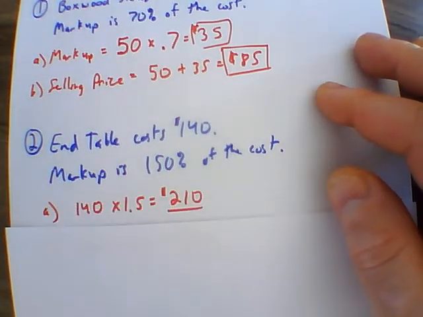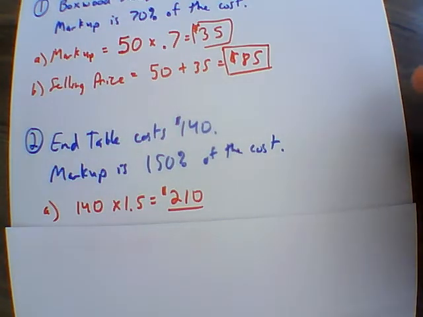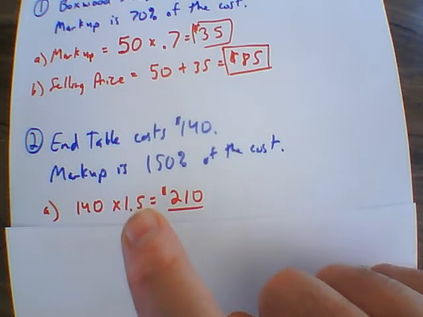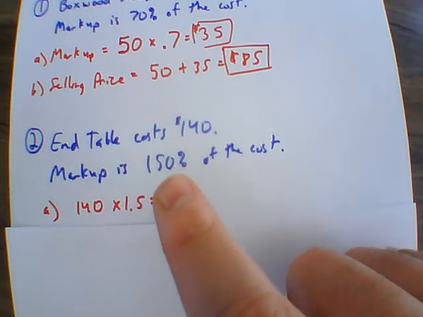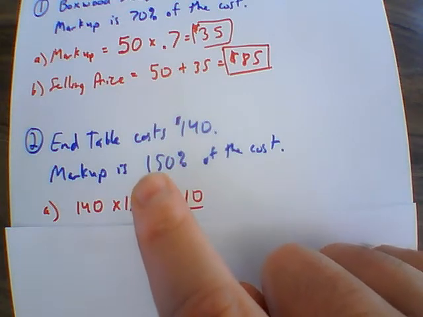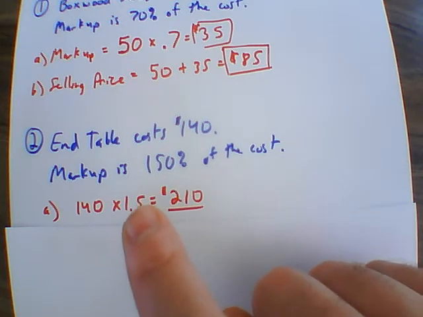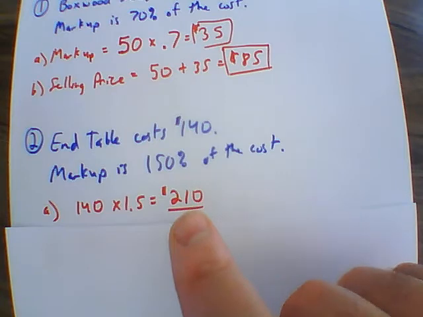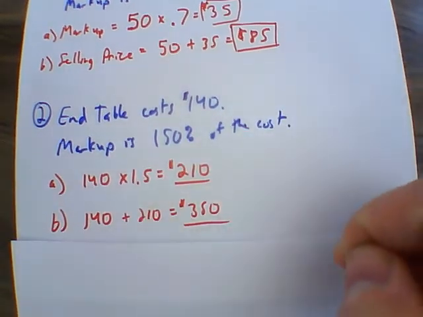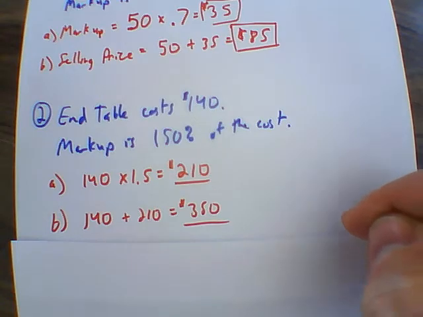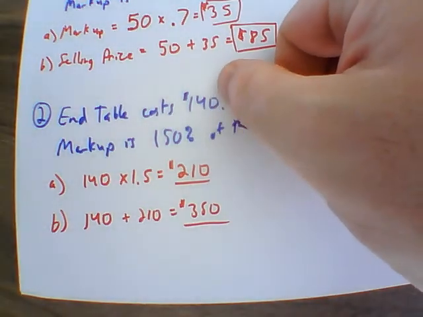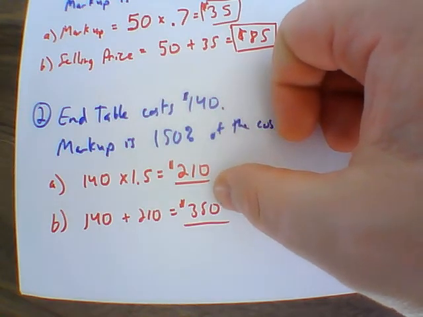When we look at this, our markup is our cost of $140 multiplied by our markup percent. So 150% would be 1.5. Remember, only 2 decimal place movements to change that percent to a decimal. So that's $210 in markup. That means we take $140 plus $210 for $350. They bought it at this, and they're selling it at this price.